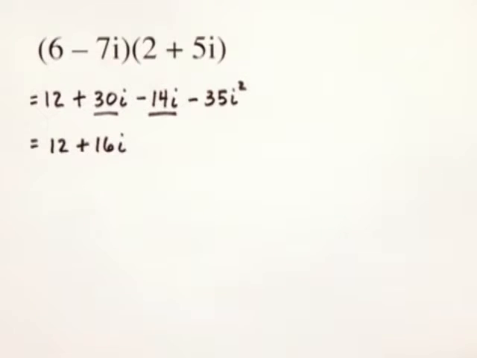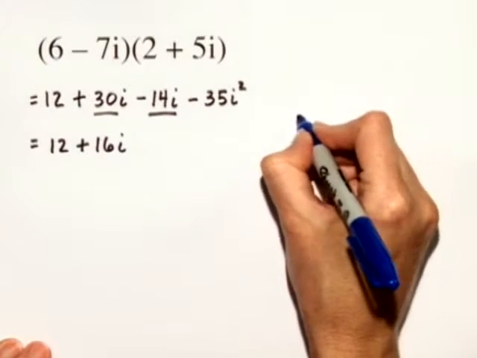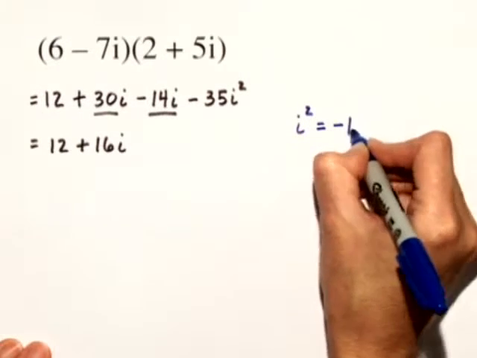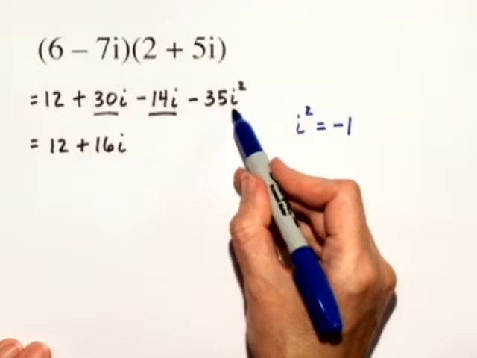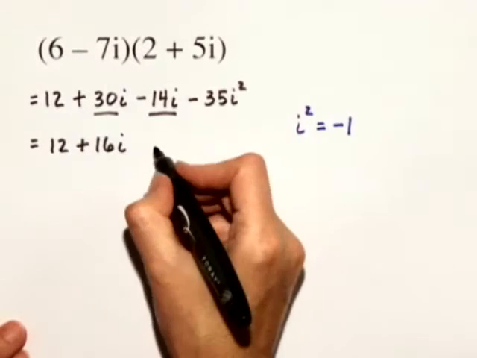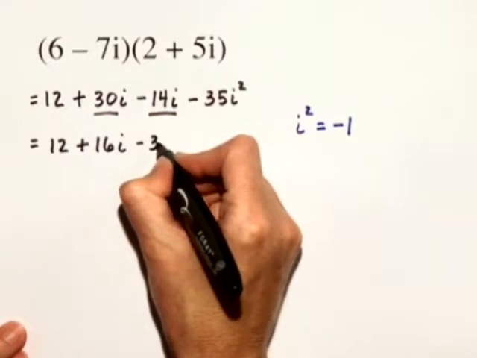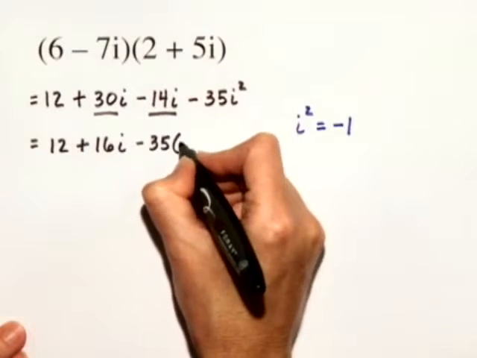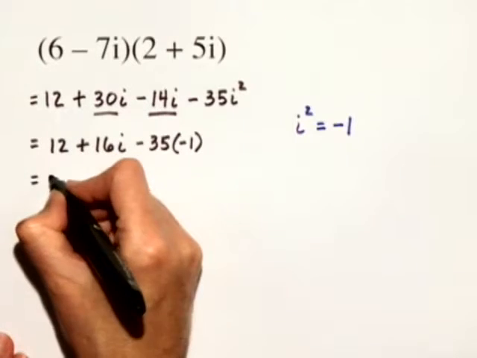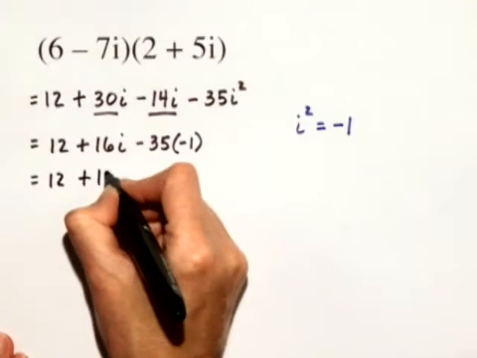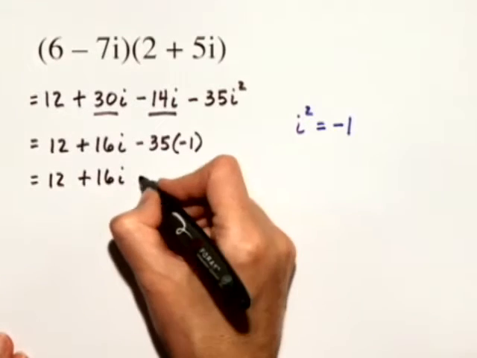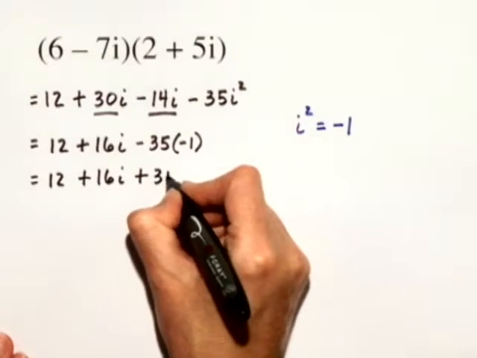Before I write that down, let's remember that by definition, i squared is equal to negative 1. So when we see an i squared, we want to substitute negative 1 in there. So we really have minus 35 times negative 1 for i squared. So we really have 12 plus 16i, minus 35 times negative 1 becomes plus 35.